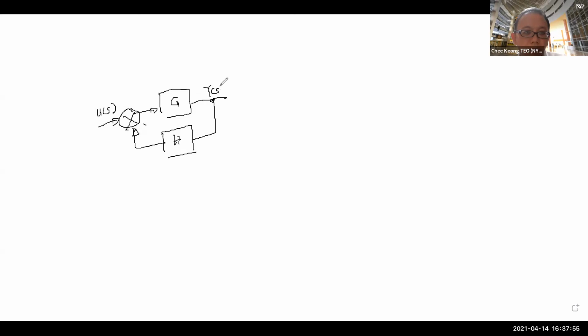So let's say I start off with my G, which is the forward gain, and H, right, which is the feedback gain. And then of course you have your output fed back to here, and the summing point, and then the input. If this is your U of S, and if this is your Y of S, and this is your X of S, right?